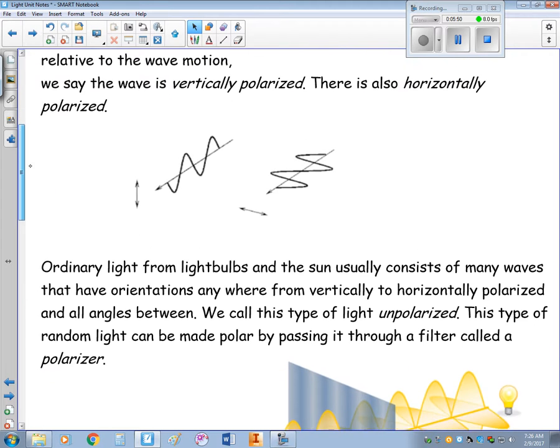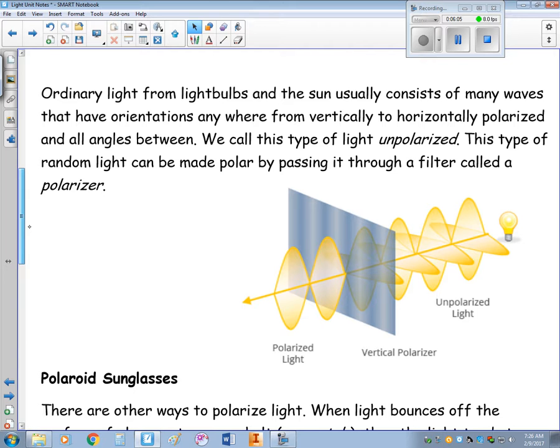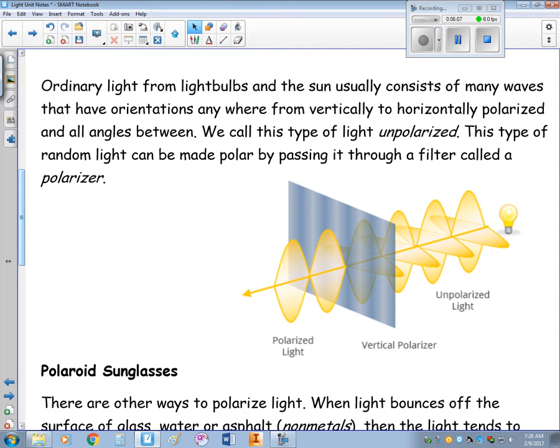So the ordinary light from a light bulb or the sun consists of many waves that have many orientations, anywhere from vertical to horizontal. We call this unpolarized light. So here we have an example of unpolarized light. Some of the light is vertically polarized, some of it's horizontally polarized, and any and all angles in between.